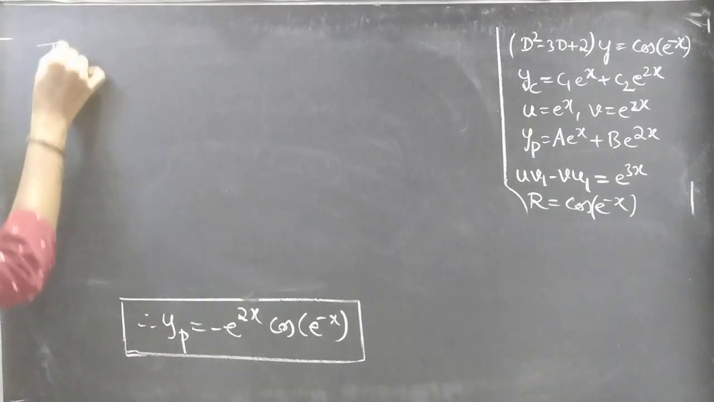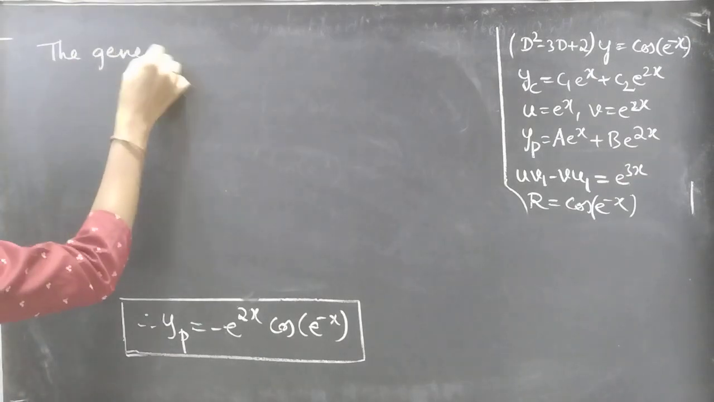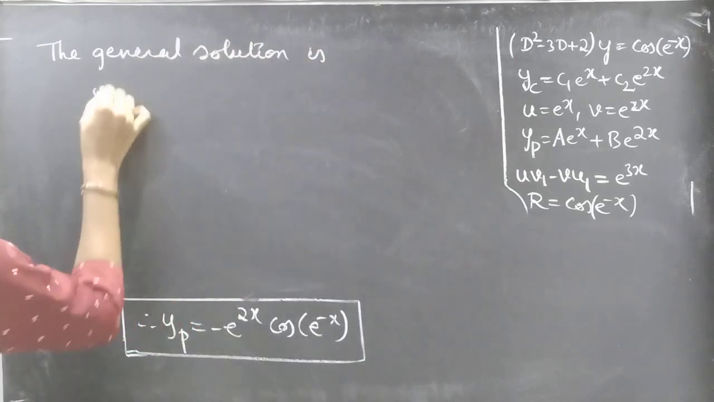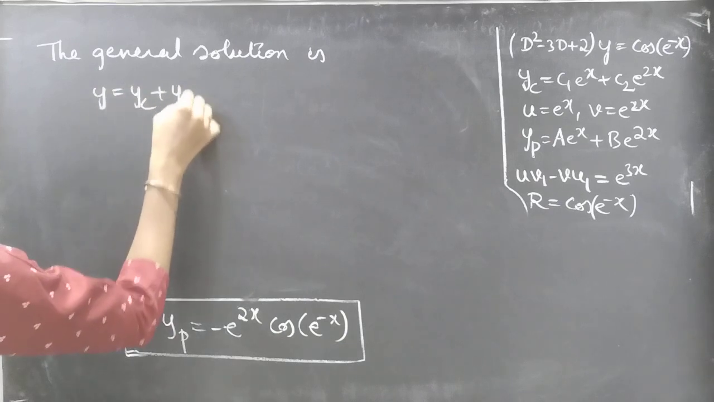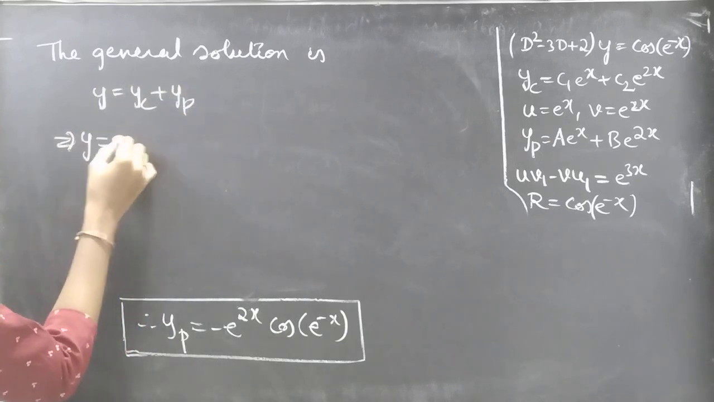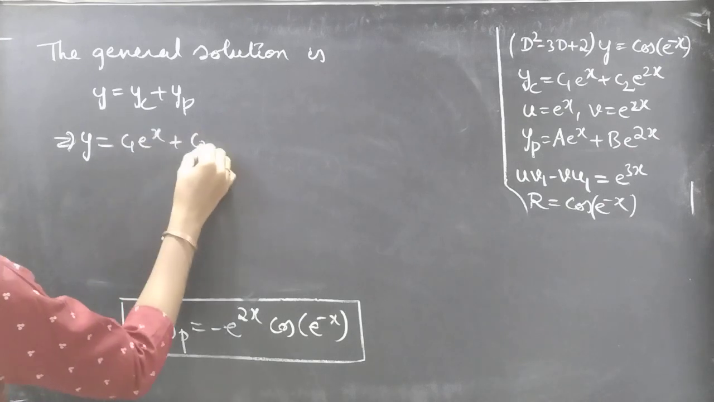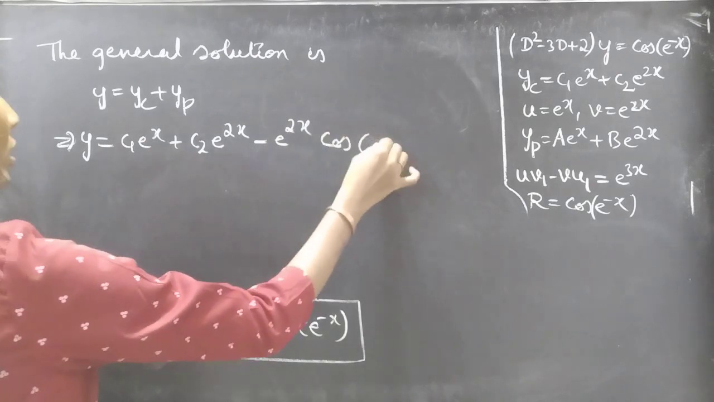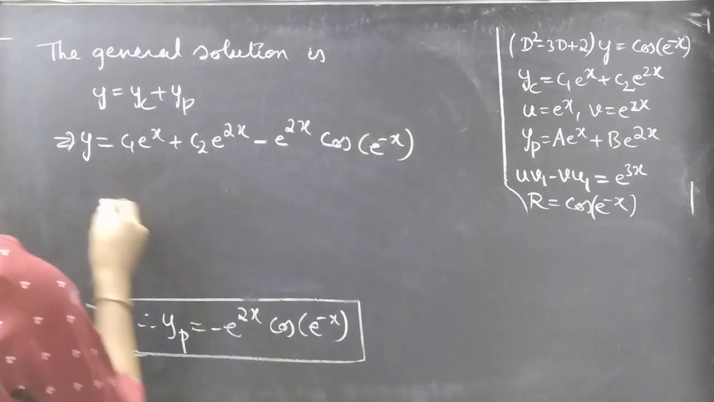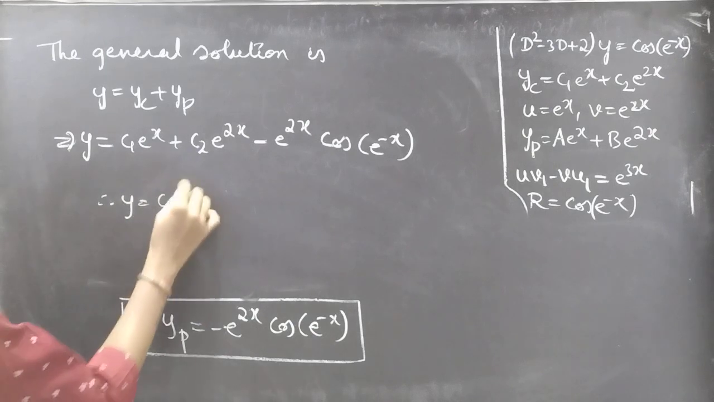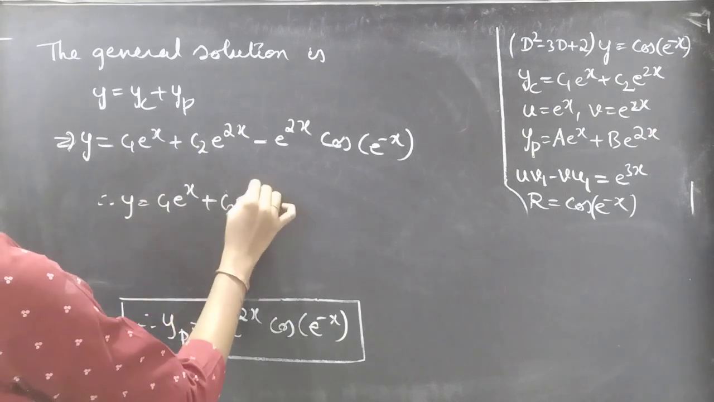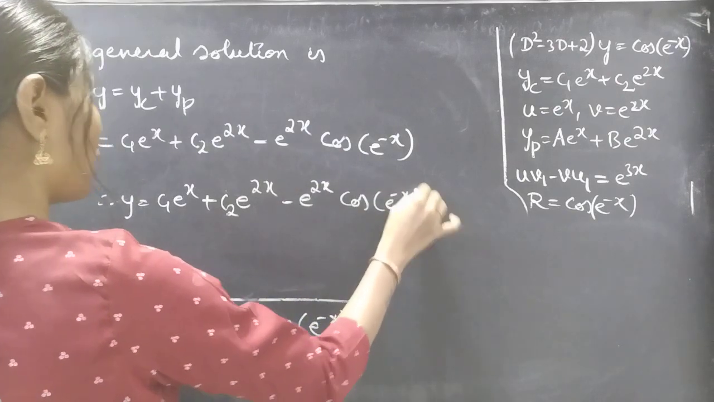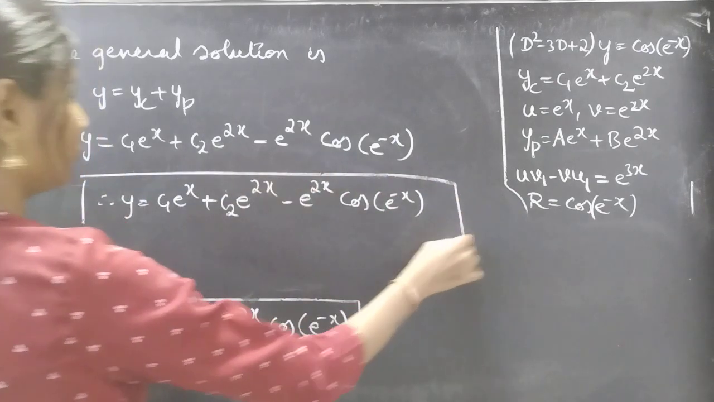The general solution is given by y equal to yc plus yp. Then y equals yc, c1 e power x plus c2 e power 2x, and yp is minus e power 2x into cos of e power minus x, which is the required solution. Therefore, y equals c1 e power x plus c2 e power 2x minus e power 2x into cos of e power minus x. This completes the problem.